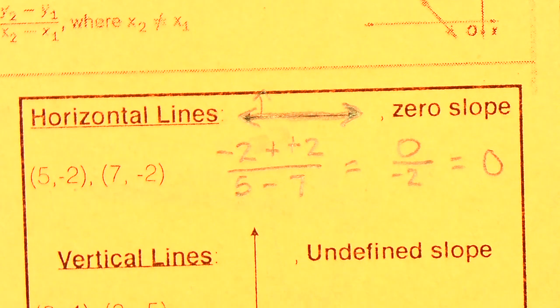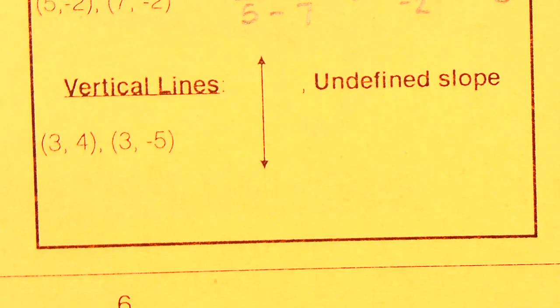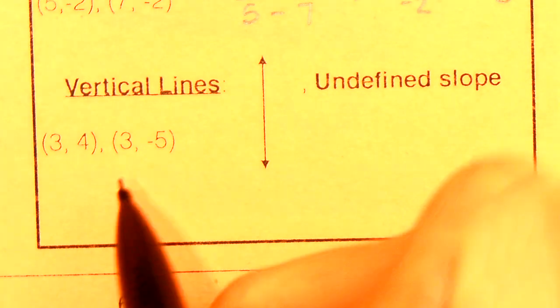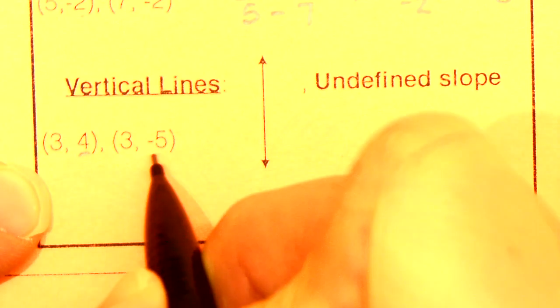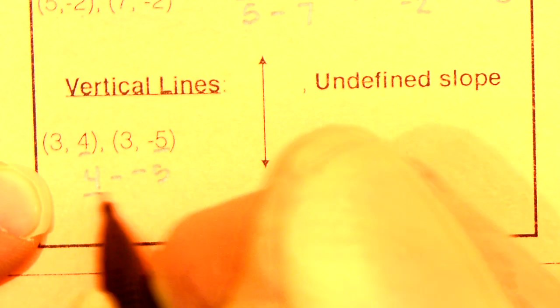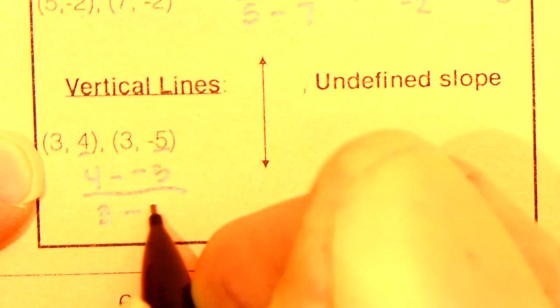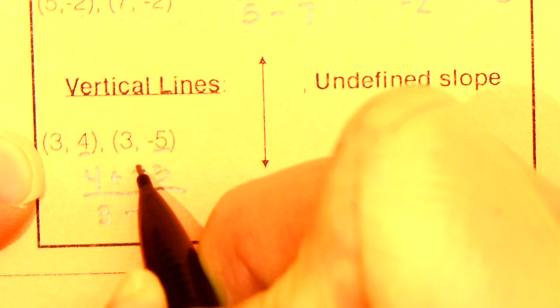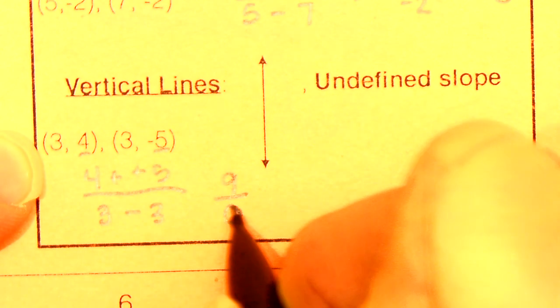Take a look at this bottom part. What if our line goes straight up and down? Now this one kind of breaks all the rules. As we go left to right, does it go up or does it go down? Well, it doesn't even go left to right. All right, let's do the math here. Y minus y, so I've got 4 minus -5, and I have 3 minus 3. So I get 9 over 0.